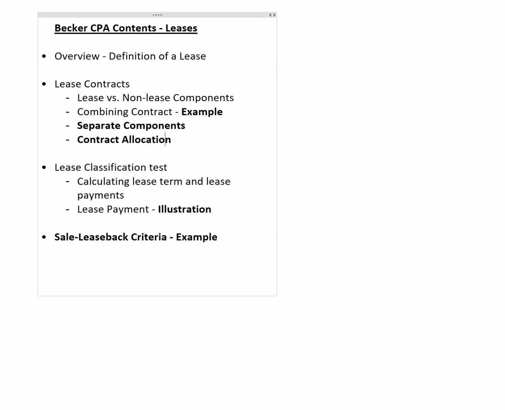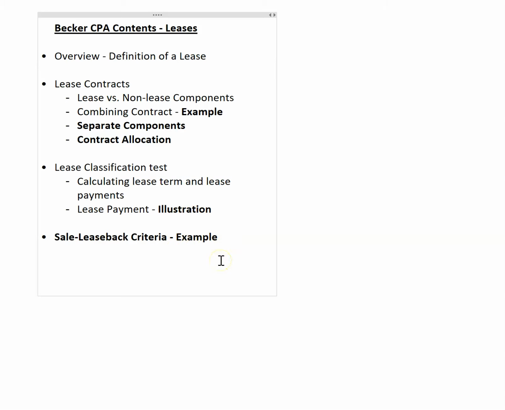Here in the Becker part, we will see a little emphasis on lease versus non-lease components and whether you will combine a contract or you have separate obligations and how we will do the allocation. It's what you learned. It's consistent with your revenue recognition part. So we'll see one example here, and then the module also discussed lease classification tests, which you also learned in your contents, and there is one example we will go over.